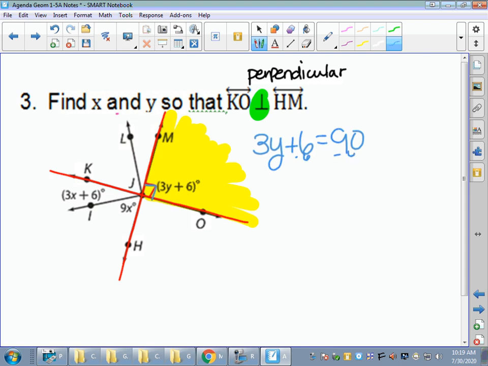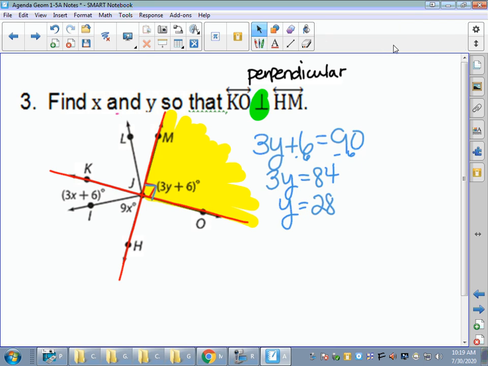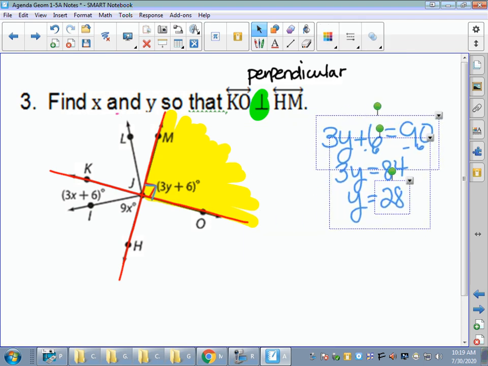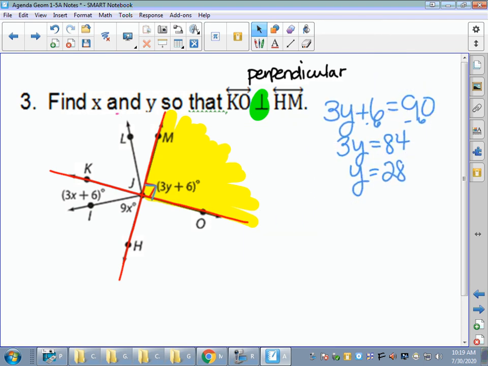So if you want to write down minus 6, 3y equals 84. If you divide by 3, I think that's going to be like 28. So y has to be 28. Easy peasy, right? Once you know what to look for and once you read the directions. How many times has a teacher said to you, read the directions? In geometry, it's imperative because they sneak information in that you might not have noticed.